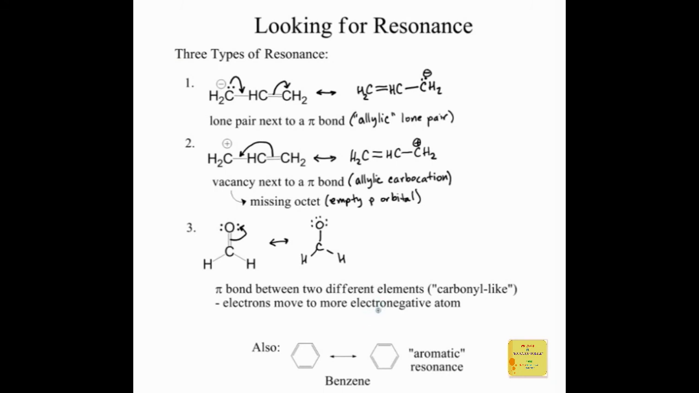And let's take a look at our formal charges. This carbon has just 1, 2, 3 electrons. It wants 4. So it's missing an electron. This is a C+. And this oxygen has 1, 2, 3, 4, 5, 6, 7. Oxygen has 7, but it only wants 6. So this is an O-. So that would be carbonyl-like resonance.